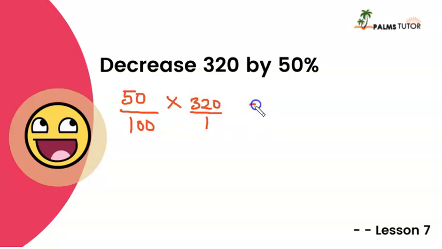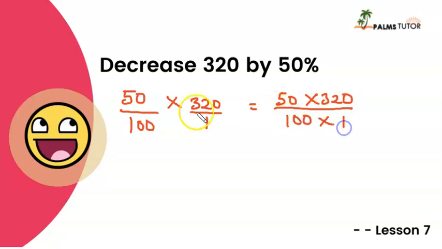Over 1, we'll put this together. 50 times 320 over 100 times 1. Again, you can divide, simplify, straightforward, but I just like to put things together like this. 0 cancels 0, 0 cancels 0. So we have 5 multiplied by 32.